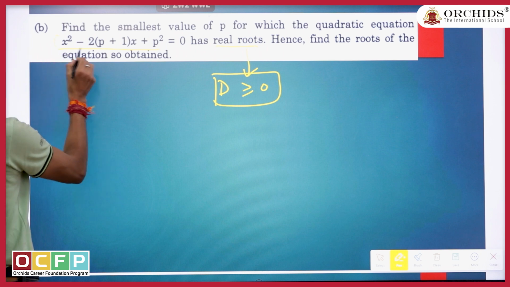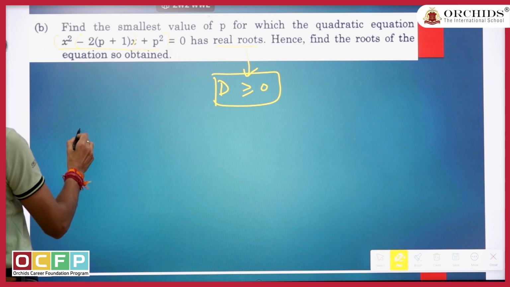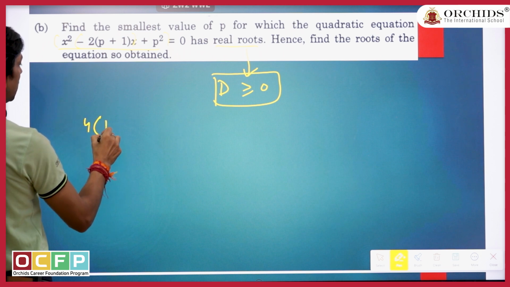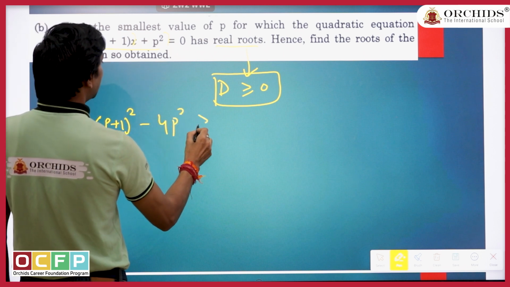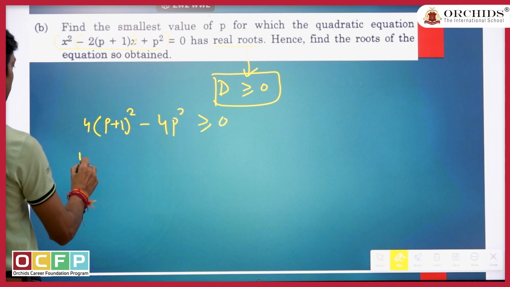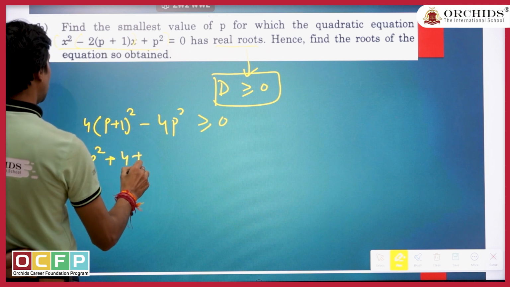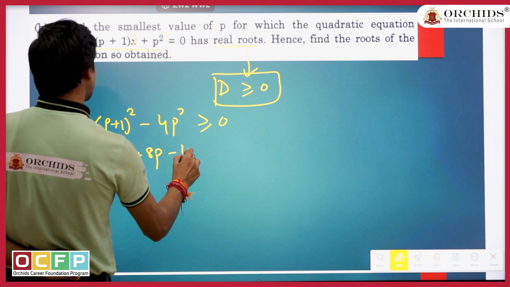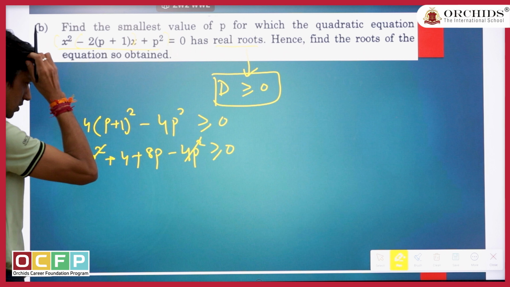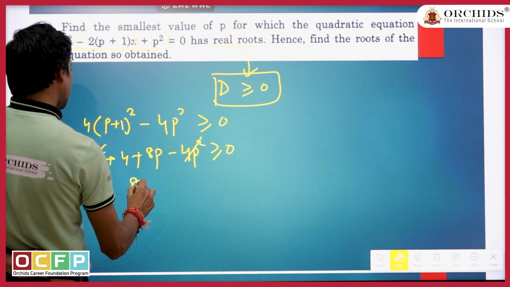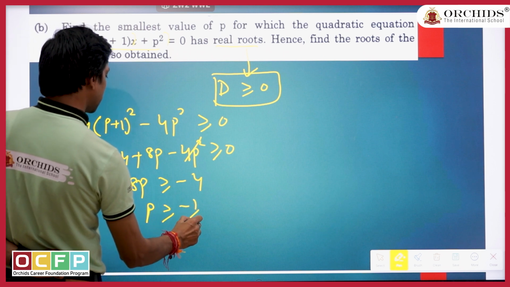Now if you take this quadratic equation and apply the formula b square minus 4ac, b is minus 2 times p plus 1, so b square minus 4ac is 4 times p plus 1 whole square minus 4 times p square, and that should be greater than or equal to 0. If we simplify, we get 4 times p square plus 4 plus 8p minus 4 times p square, greater than or equal to 0. From there 4p square cancels, so we get 8p greater than or equal to minus 4. Therefore p should be greater than or equal to minus 4 by 8, that is minus 1 by 2.